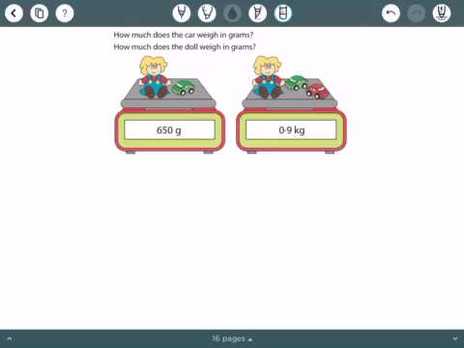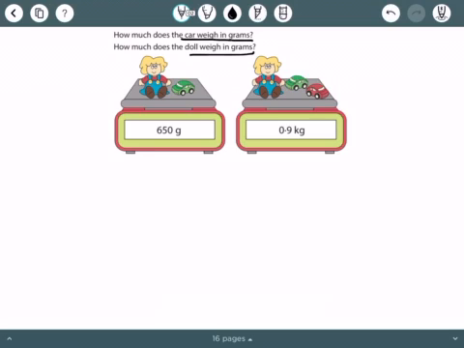In this maths problem, we have two sets of scales. We have a set of scales on the left with a doll and a car weighing 650 grams, and we have a set of scales on the right with a doll and two cars that weighs 0.9 kilograms. The question asks us how much does the car weigh in grams and how much does the doll weigh in grams. If you want to have a go on your own, pause the video now and then I'll go through the answer.